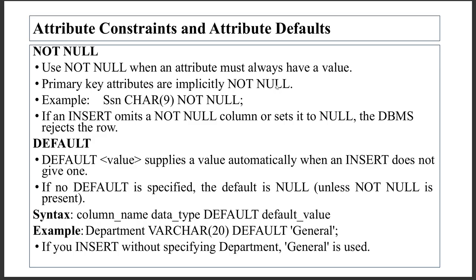Now attribute constraints and attribute defaults. Not null: the moment I say not null in the database, you can't enter a null value. Simple. This is the example: SSN char of 9 not null. Now default. A default value supplies the value automatically when an insert does not give one. Suppose a user does not insert a value in the record, then the default value will be stored.